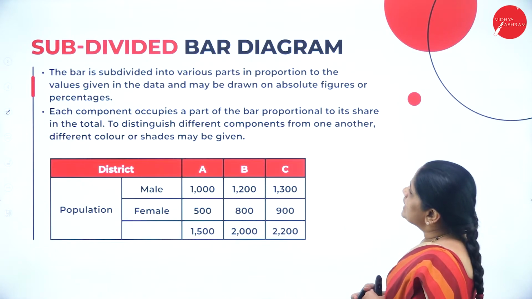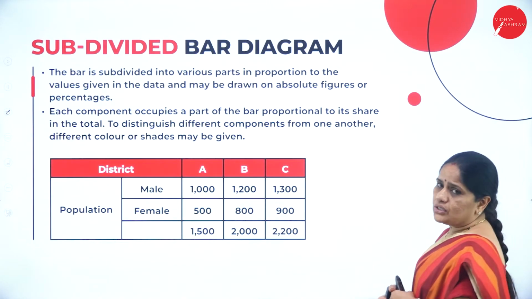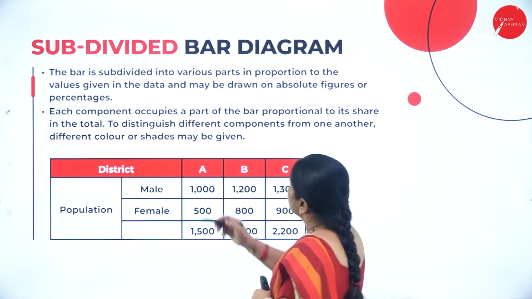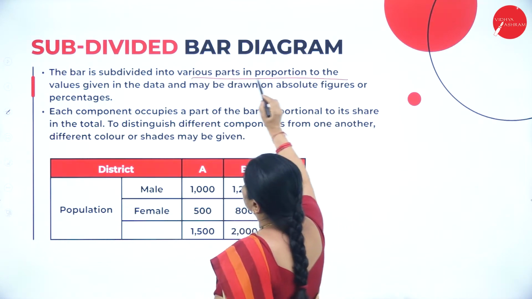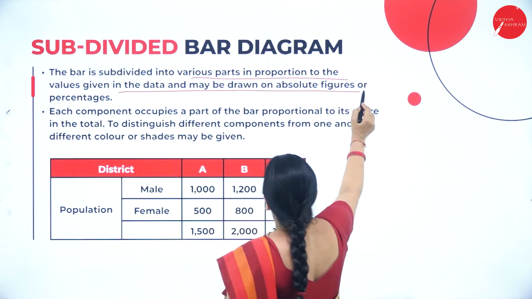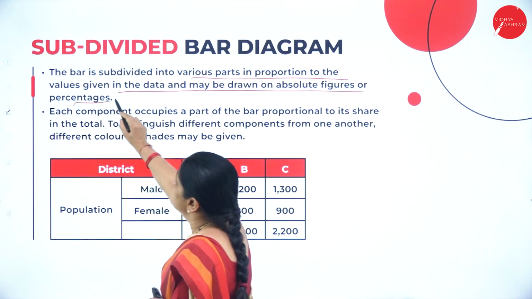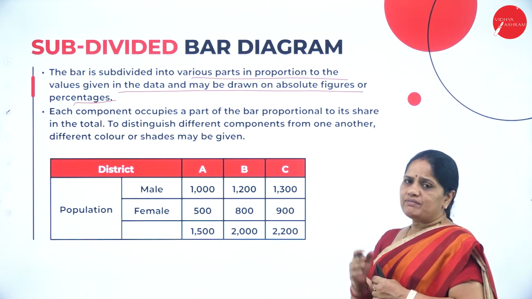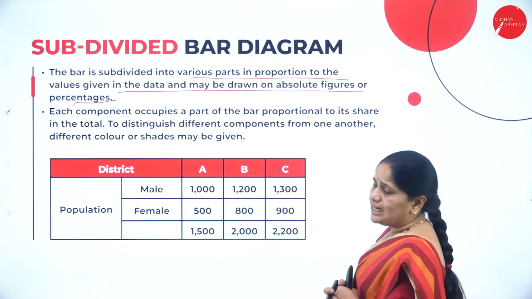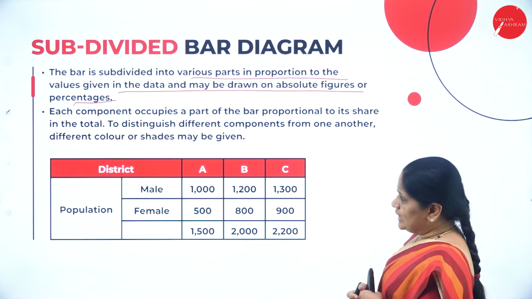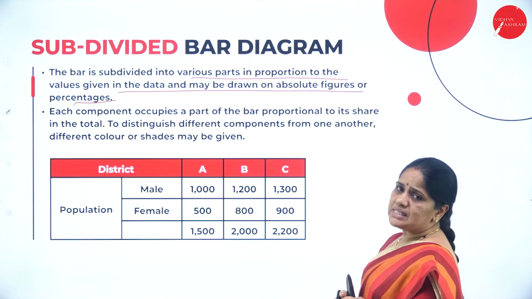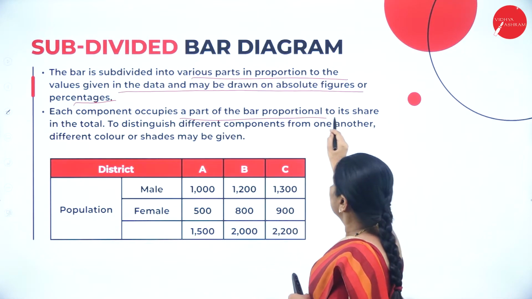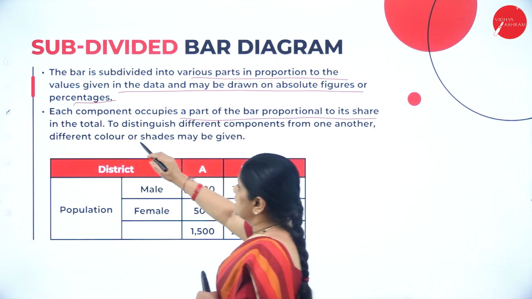Then, next, subdivided bar diagram. So the next kind of bar diagram is the subdivided bar diagram. This bar is subdivided into various parts in proportion to the values given in the data and may be drawn on absolute figures or percentages. So we have one single bar which will be subdivided according to the values given in the data. With the help of these bars, we will be able to represent the percentage of each data. Each component occupies a part of the bar proportional to its share in the total.